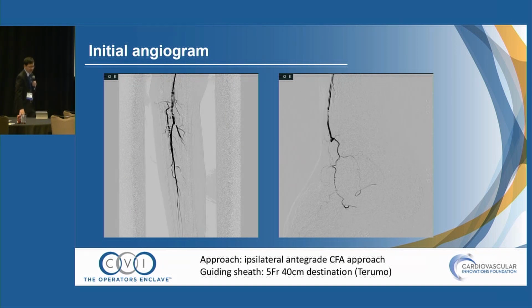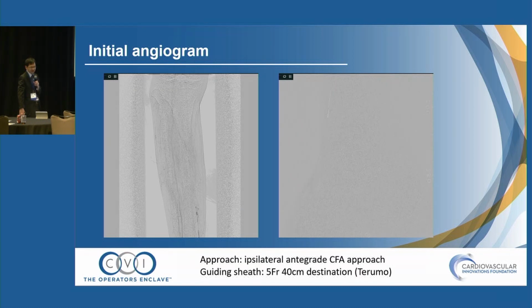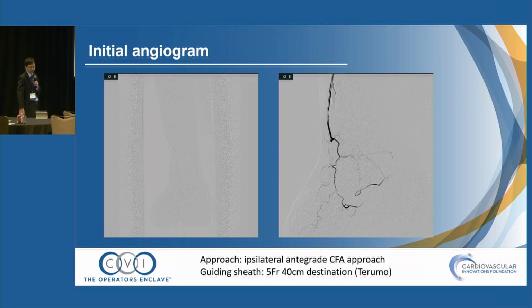Here is the initial angiogram. An ipsilateral antegrade common femoral approach was selected, and a 5 French Destination sheath from Terumo was placed at the P3 segment. Similar to the duplex ultrasound finding, the posterior tibial artery was completely occluded from the ostium, and the inframalleolar arteries were occluded.